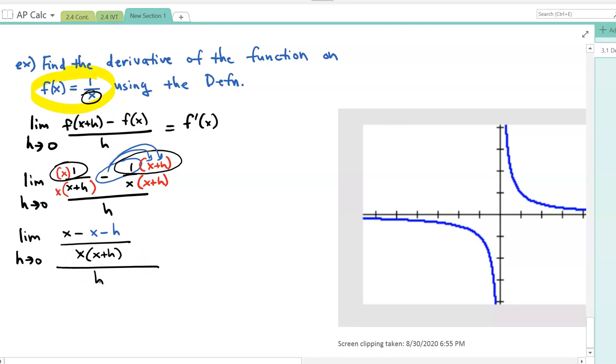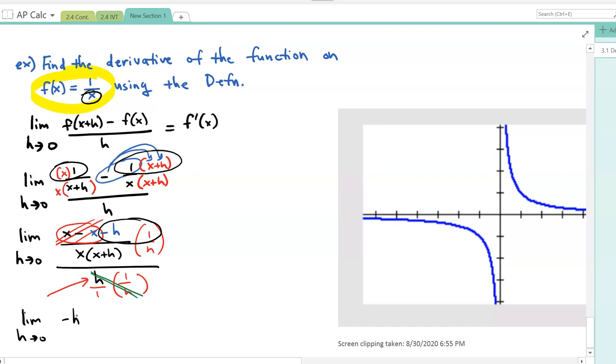All right, so now we're gonna clean this up. X minus x get canceled. And you know how I have an h on the denominator? This guy right here. I could put a 1 underneath that, multiply by the reciprocal on top and bottom. So that way, these h's get canceled. And I end up with limit as h approaches 0. So I have a negative h times 1. That's negative h.